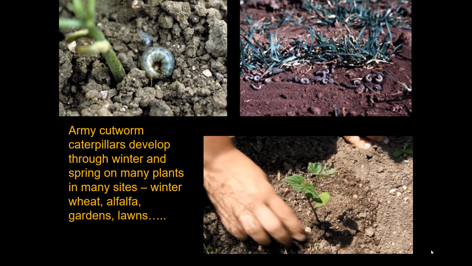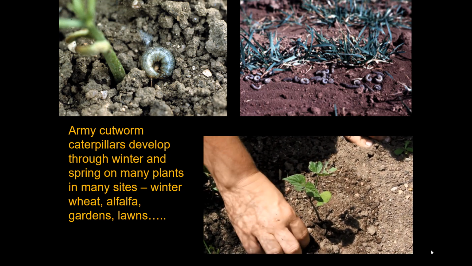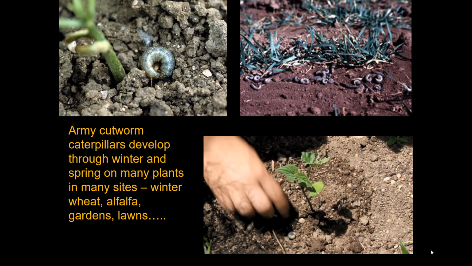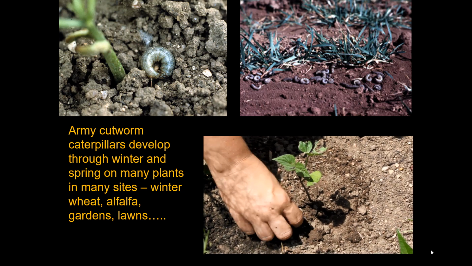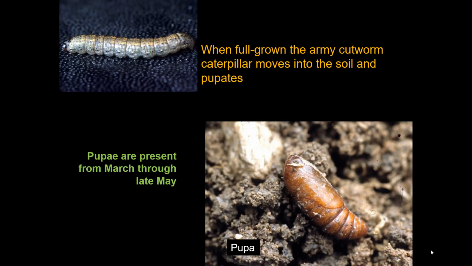Winter wheat, alfalfa, gardens, lawns. They coil up when you find them. There's one right there. So they're a spring feeder, and when they're done, and this may be happening sometime in May, they'll go into the ground and they'll pupate.